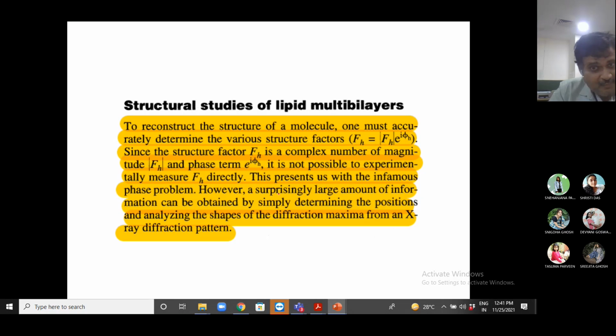However, a surprisingly large amount of information can be obtained by simply determining the position and analyzing the shape of the X-ray maximum of the X-ray diffraction pattern of this particular bilayer. The direct solution was a little bit problematic, because for that you need to calculate the structure factors. But without going into that, just after shining the X-ray and getting the diffraction pattern, we could get very useful information about the structure of the lipid bilayer.